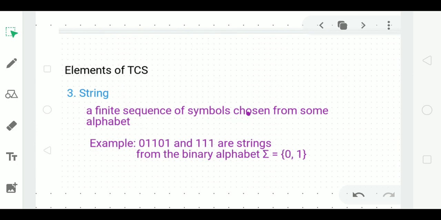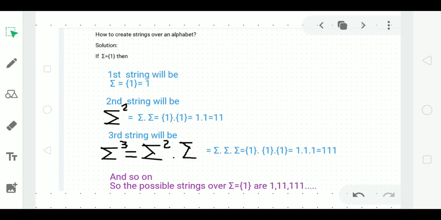The third element that we are going to discuss today is a string. It is a finite combination of symbols over some alphabet. For example, 010 and 001 are possible strings over sigma equal to {0, 1}. Sigma equal to {0, 1} is also known as the binary alphabet. Now we have to find out the steps of finding strings.